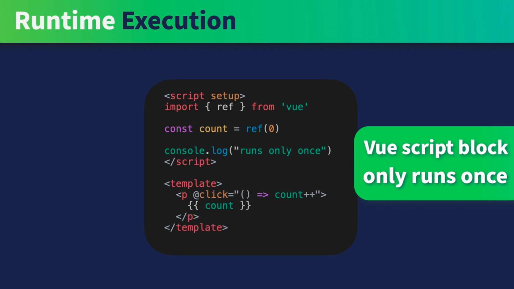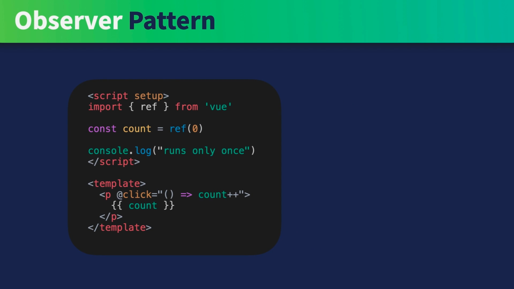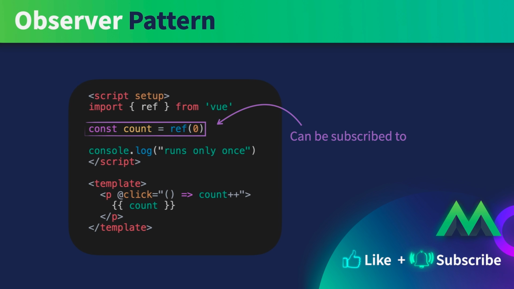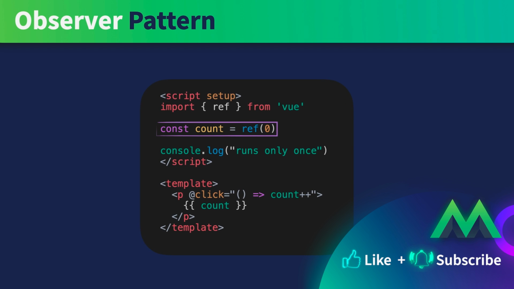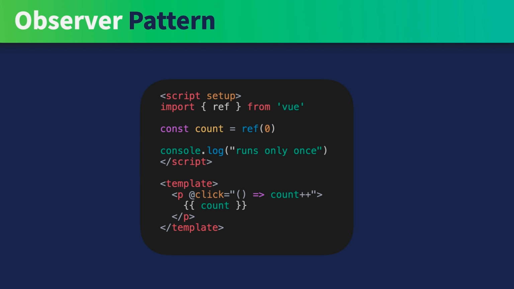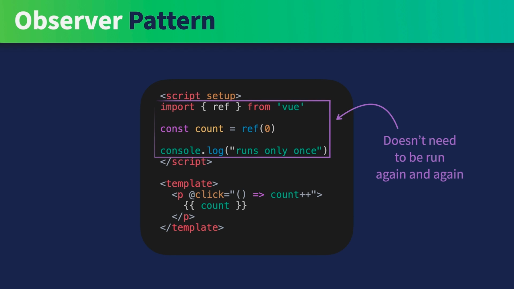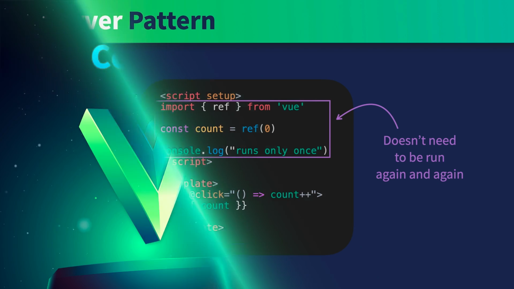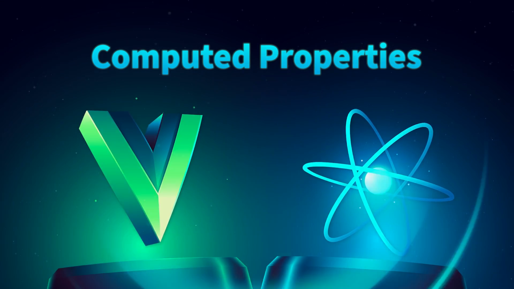And that's because Vue.js was implemented differently with the observer pattern. The Vue.js state is basically an object that can be subscribed to, and a subscriber will get notified whenever a state change occurs. For example, the template of a component is an implicit subscriber of the state in that same component. That's why when a state is changed, the template will be executed again. And that's why the script block doesn't need to be run again and again. In the next lesson, we'll see how this observer pattern applies to creating computed properties.